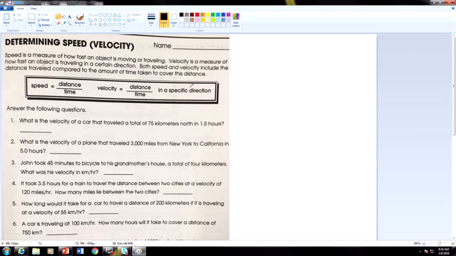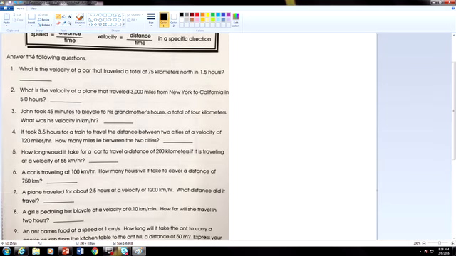So the things you need to pay attention to are, one, what are they asking for in the calculation? Are they asking for speed? Are they asking for velocity? And it's possible that they're also asking for distance or time, which means you'll have to manipulate your formula. And then if it's velocity, you have to include your direction. So let's start with the first question.